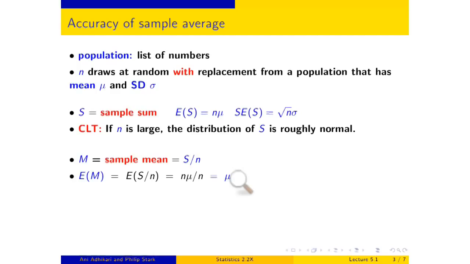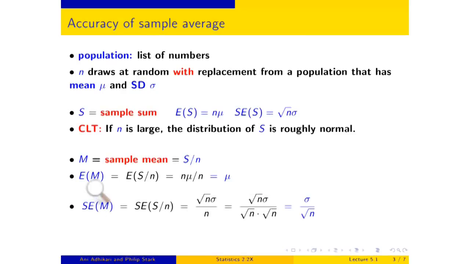Nothing new here. We did it a couple of slides ago. What you can now do is put a margin of error on this expectation that you have. The standard error for the sample mean is the standard error for the sample sum divided by the sample size. So what's the standard error for the sample sum? Well, you know what it is. It is root n sigma. So root n sigma divided by n.